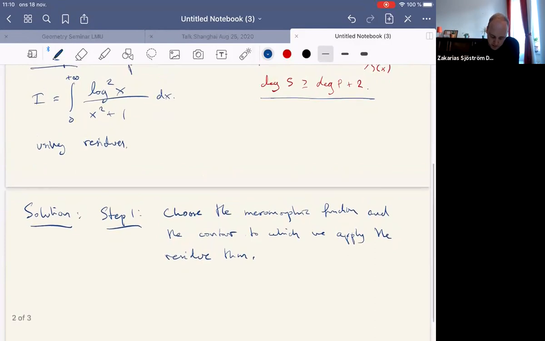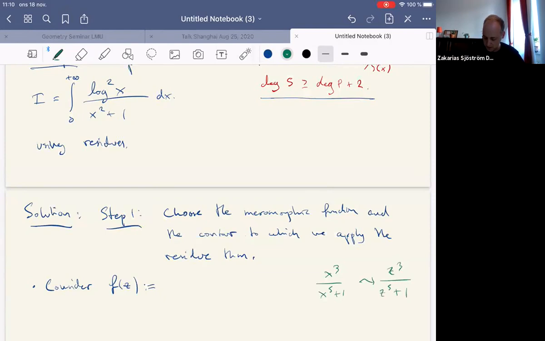And now, how should we choose this function? So for the function part, we consider what function? You know that usually you would do something like, if you wanted to integrate a polynomial like x cubed over x^5 plus 1 or something like that, then you would just take the corresponding complex valued function, you just exchange x for z, right? This is just an example, which I will erase, but it's nothing to do with this thing here.